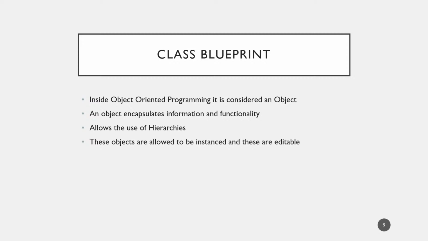So let's start with the class blueprint, right? And here we need to talk about a little bit of programming terminology. Unreal Engine uses what is called object-oriented programming, and in this object-oriented framework, the class blueprint would be considered an object. What is an object? An object is something that encapsulates information and functionality, right?